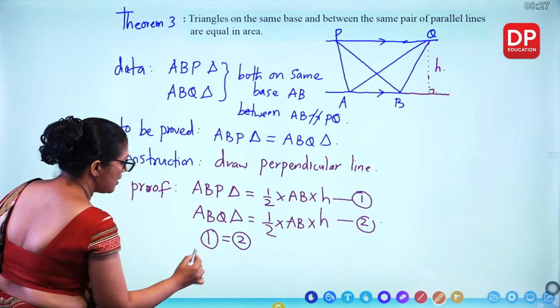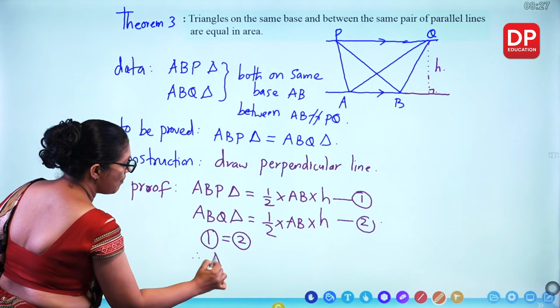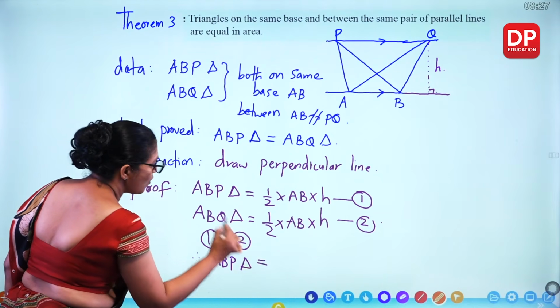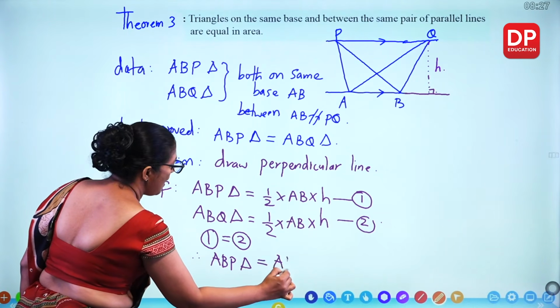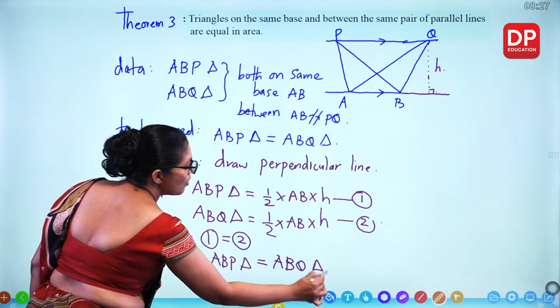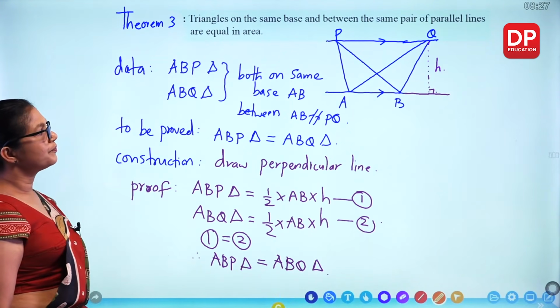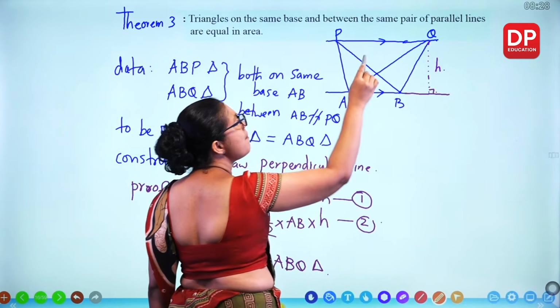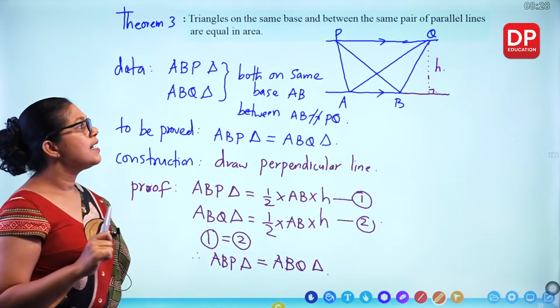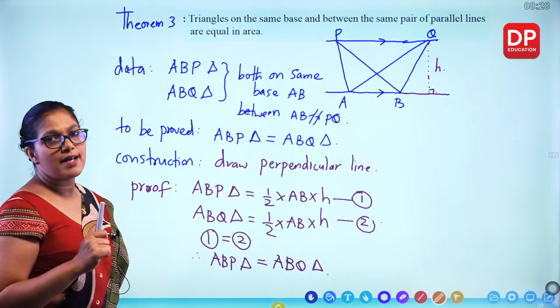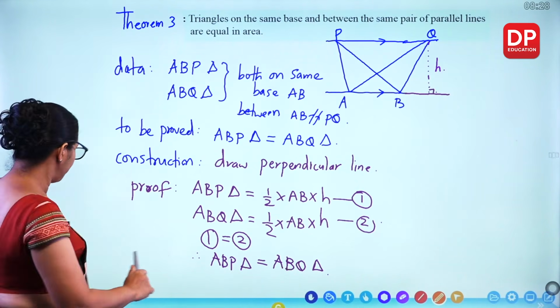Both are equal. Therefore, ABP area is equal to ABQ area. So when you get two triangles on the same base, in between same pair of parallel lines, the areas are equal.